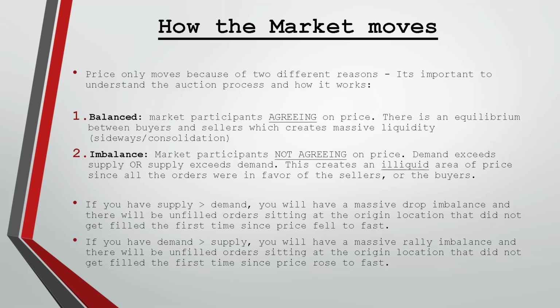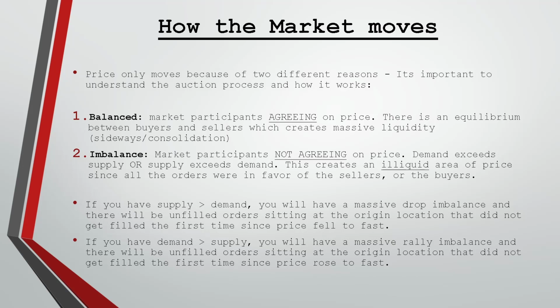Now, when we talk about imbalances, this is important to our strategy. You have market participants not agreeing on price. Because imbalances occur, you have buyers and sellers not agreeing on a price. There are two cases with an imbalance: demand exceeds supply, or supply exceeds demand. Because of this, it creates an illiquid area of price, since all the stock orders were in favor of the sellers or in favor of the buyers.